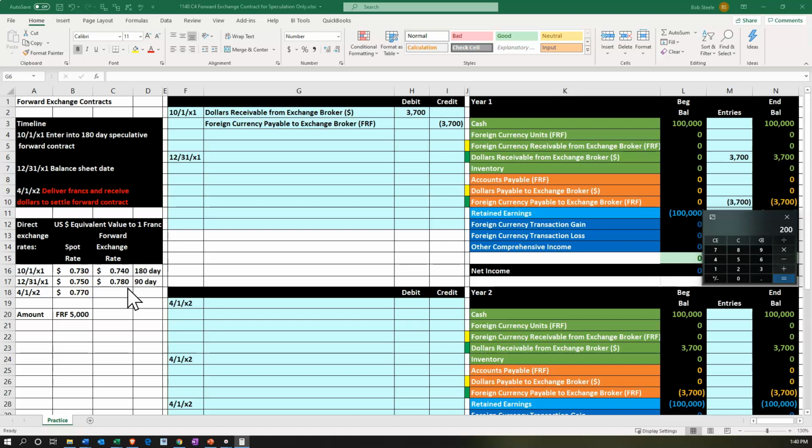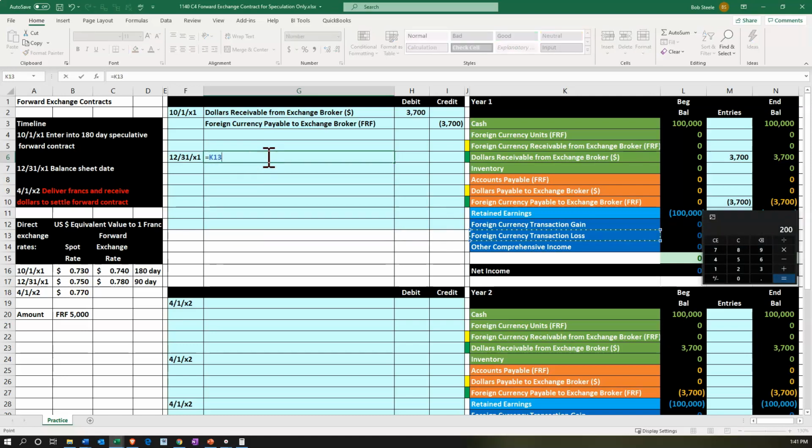We have a $200 loss. Why is it a loss? Because before, 1 franc was worth $0.74, and now 1 franc is worth $0.78. The franc is worth more dollars. The franc has gotten stronger, and we're going to be paying in francs. And so we're paying in something that is now worth more than it was when we initially made the contract. And so that's not good. So we're going to say that's going to be a loss to us. And then the other side is going to go to the payable.